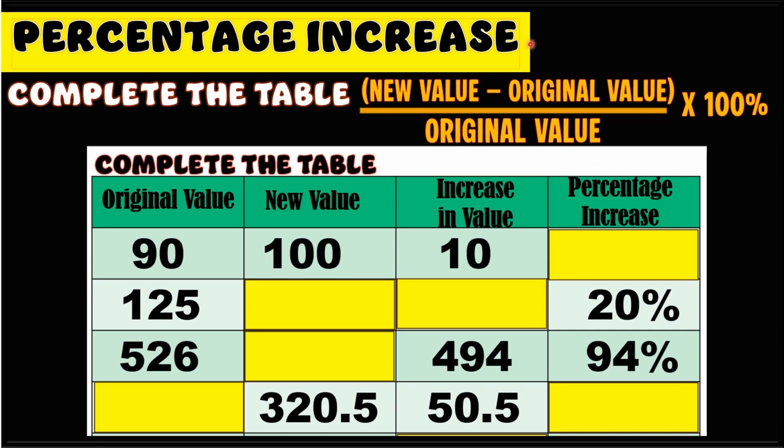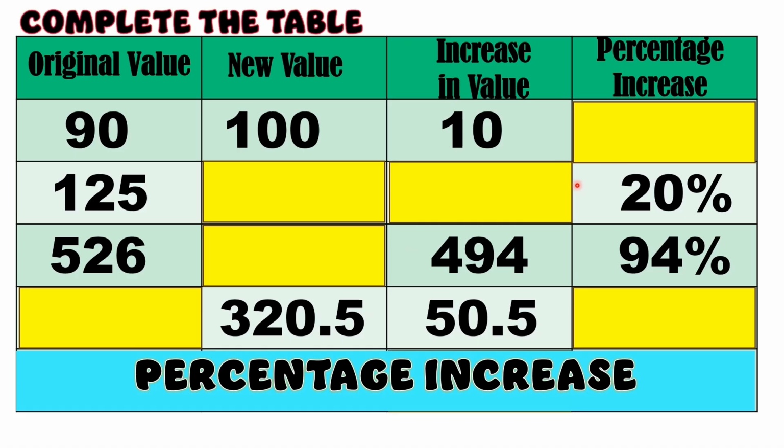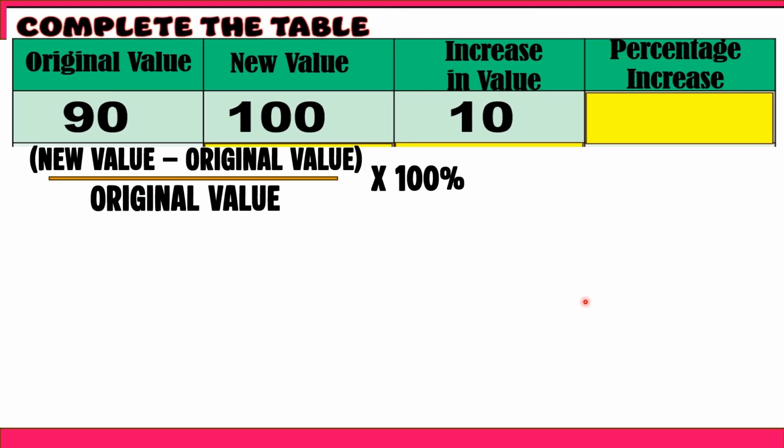Today, we'll learn how to find the percentage increase, original value, new value, and increase in value by completing a table. How do we calculate if one of the values is missing? Watch closely as I go through each example step by step. Now, let's get started. Let's start with this example.